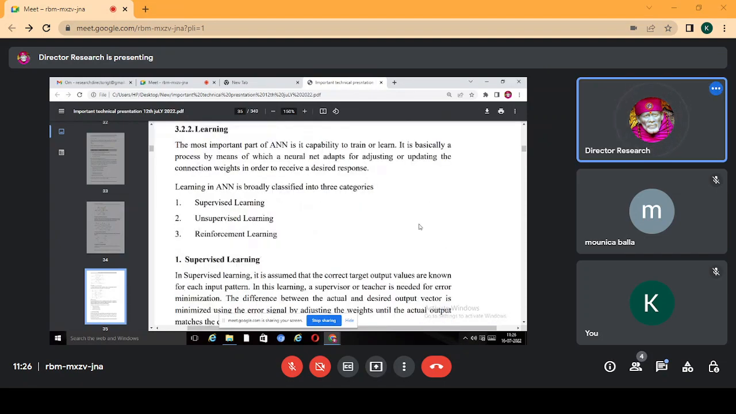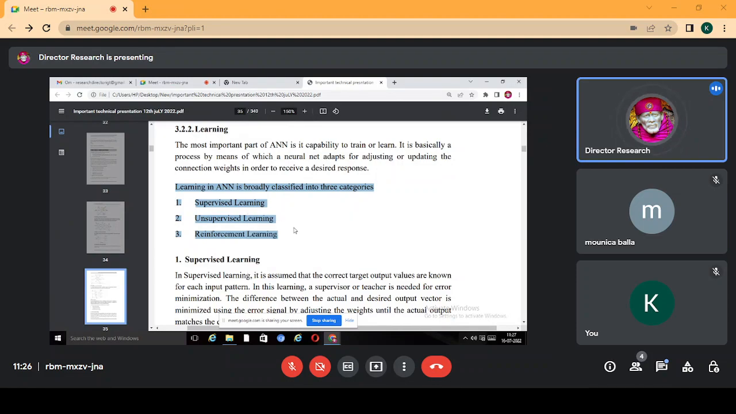Learning. The most important part of an artificial neural network is that it is capable of being trained to learn. It is basically a process by means of which a neural net adapts by adjusting or updating the connection weights in order to receive desired responses. Artificial neural nets are broadly classified into three categories. This is very important.